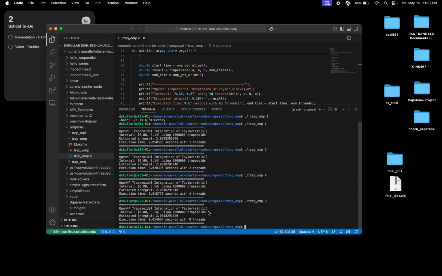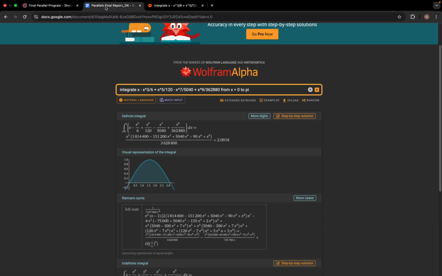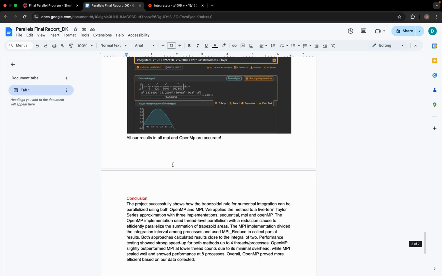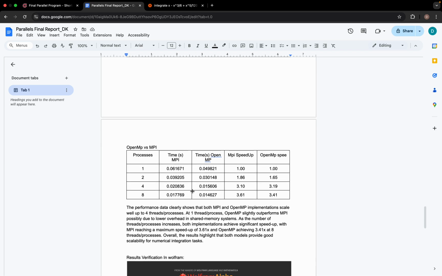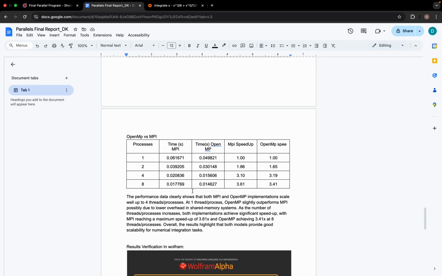These results are different, but similar to the ones I have reported in our report here. And we can basically see OpenMP slightly outperformed MPI in most cases, which could be due to its lower overhead in shared memory. But both produced highly accurate results, where the answer was 2.